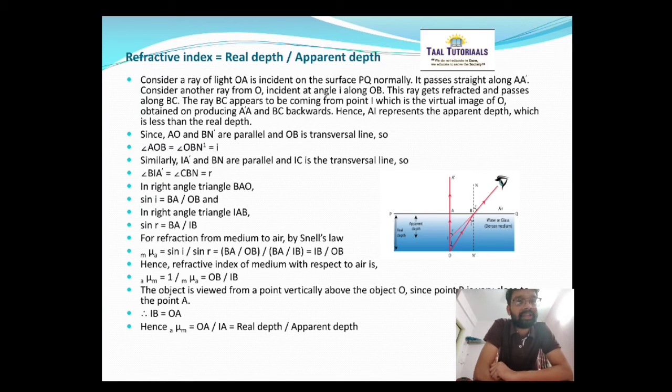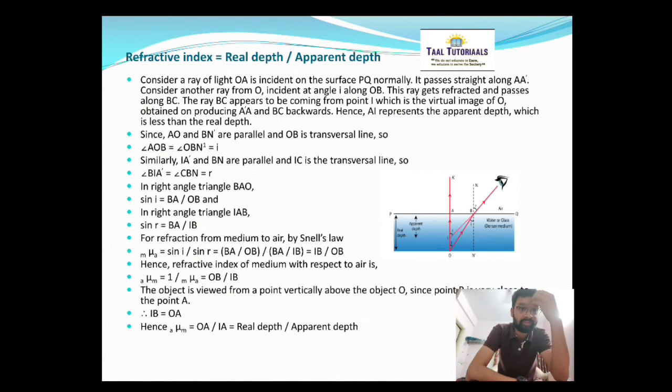Since AO and BN dash are parallel and OB is a transversal line, angle AOB is equal to OBN dash is equal to i. Similarly, IA dash and BN are also parallel and IC is a transversal line, so angle BIA dash is equal to angle CBN is equal to r. We find a right angle triangle in the diagram, that is BAO. There sin i is equal to BA by OB, and in right angle triangle IAB, we find sin r is equal to BA by IB. When we go to the formula mu, we find sin i by sin r, and when we divide we get IB by OB.